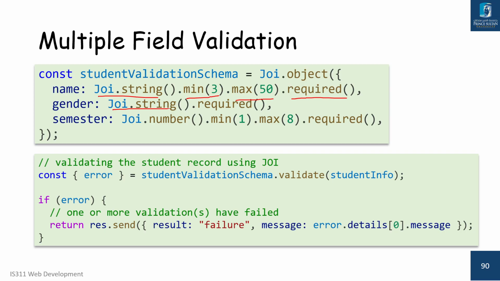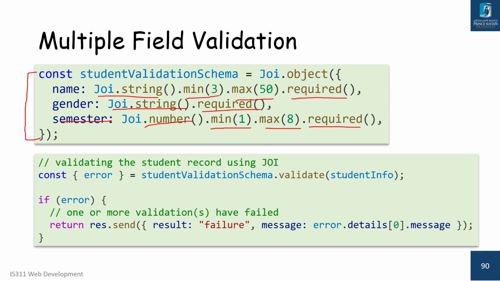Then we also have gender. Gender is also a string, and it is also a required field. Then we have semester. Semester is actually a number. It has a minimum value 1, maximum value 8, and this is a required field. So we can create those validation rules for the students data. Of course, we also have the major, so we can also say what the major is, what will be the values, and so on, so we can apply that.